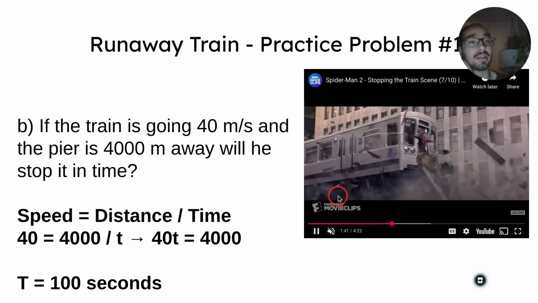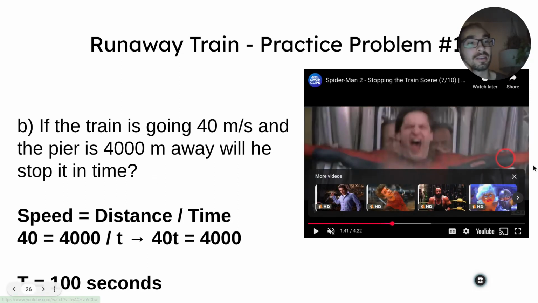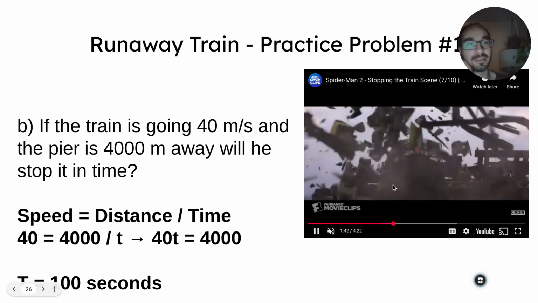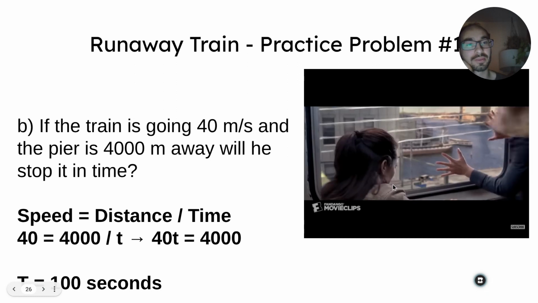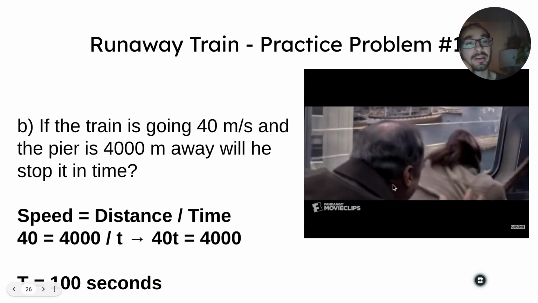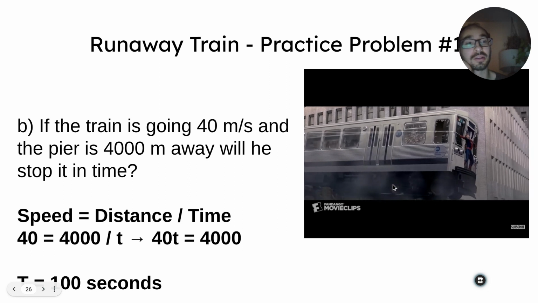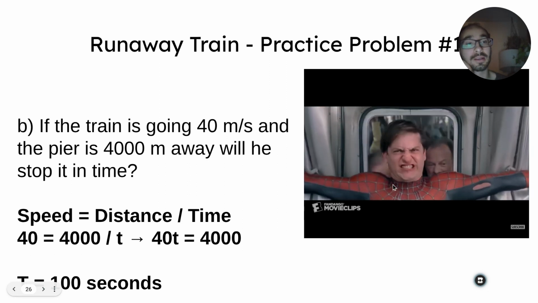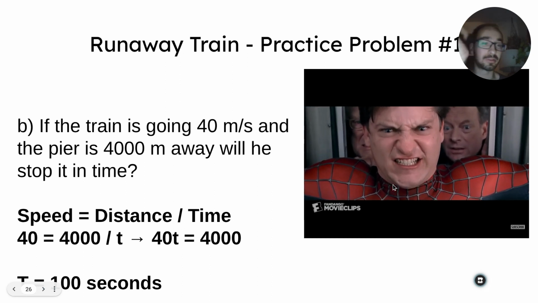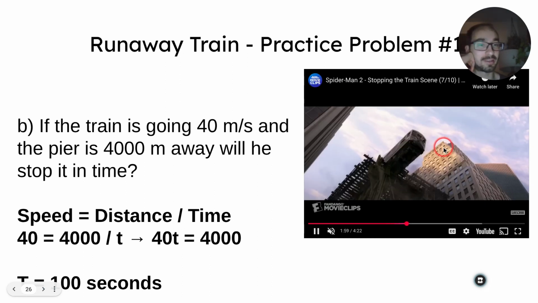But yes, okay. So you just saw the train hit the pier, so he didn't stop it before it went to the end. But thankfully, if you keep watching, despite making it past the end of the pier, the train is slowing down enough to save all the passengers.